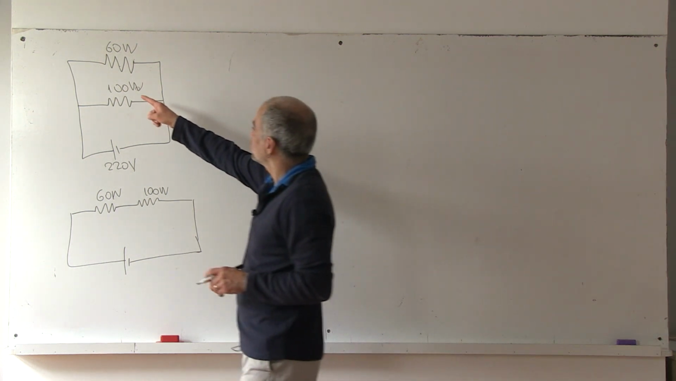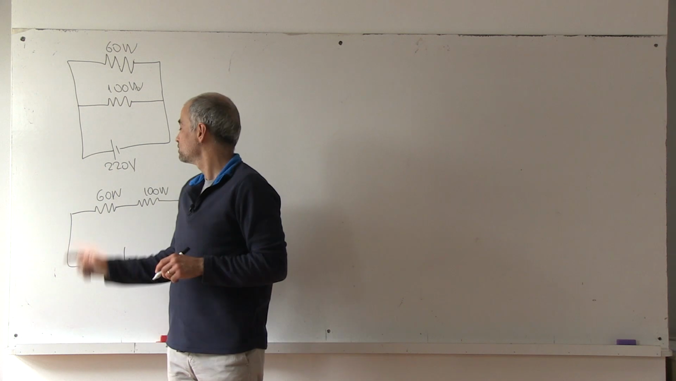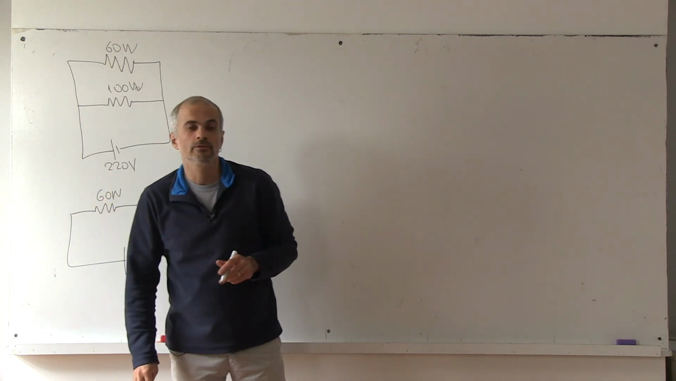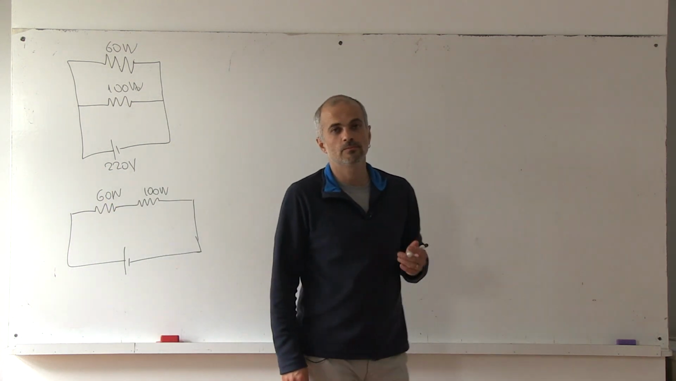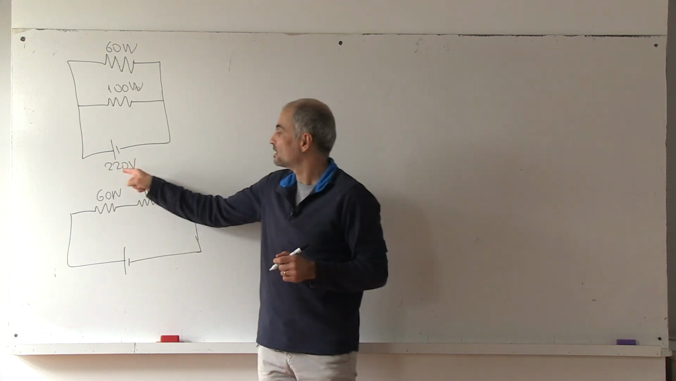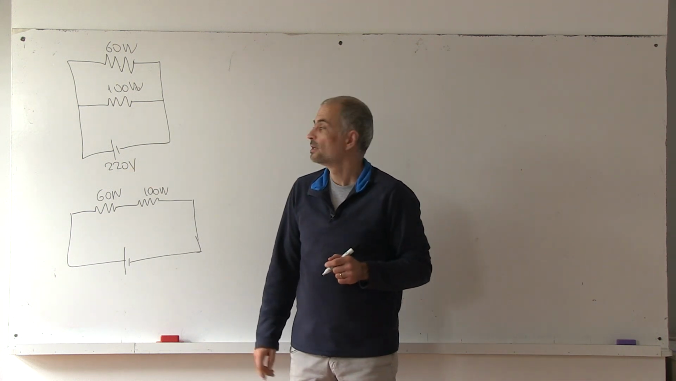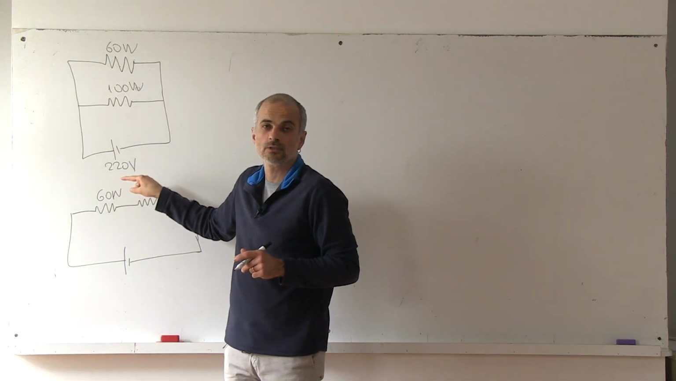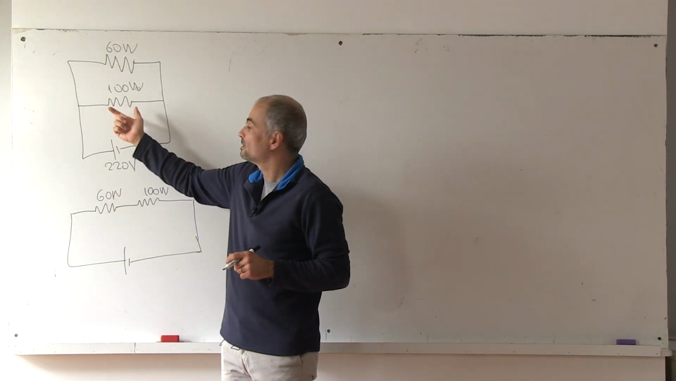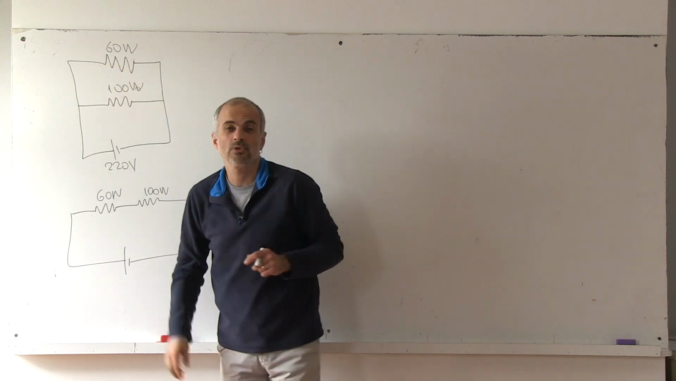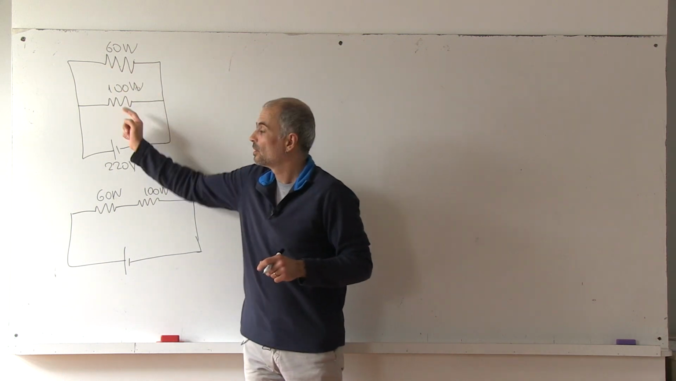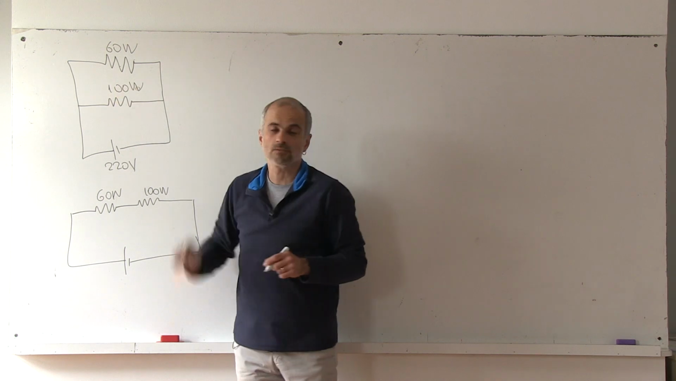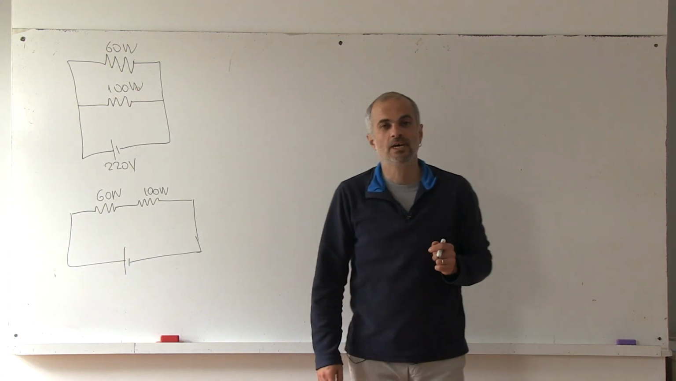Well, the power rating of the light bulbs at 220 volts is the power that they will use when they are connected to 220 volts. So here, both of these light bulbs are connected to 220 volts. So this will use 100 watts of power. This will use 60 watts of power. So this lamp will be brighter than this one. So that is what we would expect naturally.